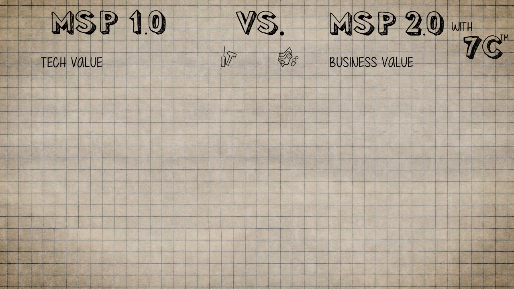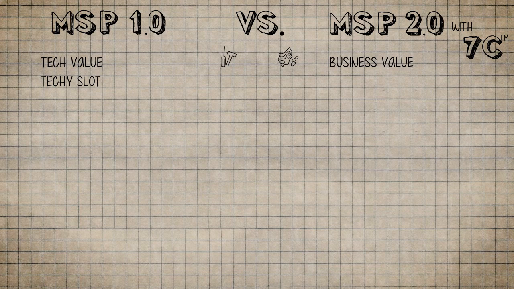In MSP 1.0, usually the MSP only does the technology part of the project. In MSP 2.0, he becomes the leader of these projects and evaluates vendors, does the project management, quality control, and the technology part. This is a big difference in value to the customer.